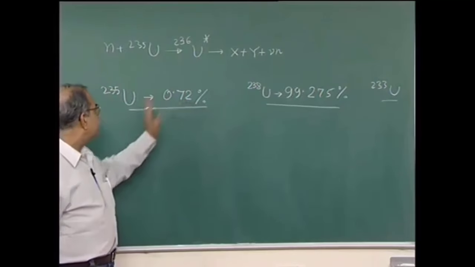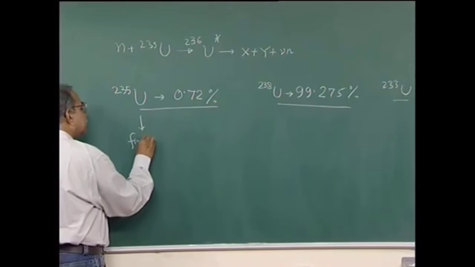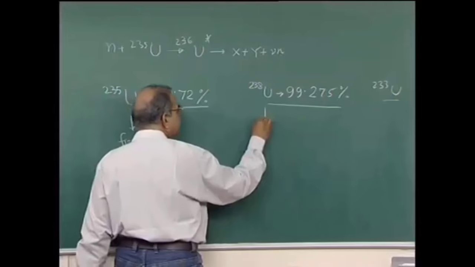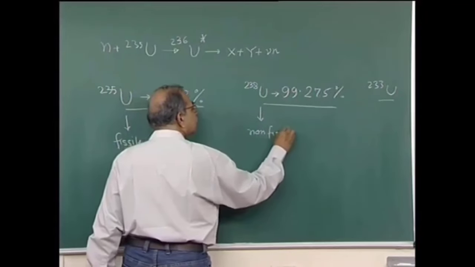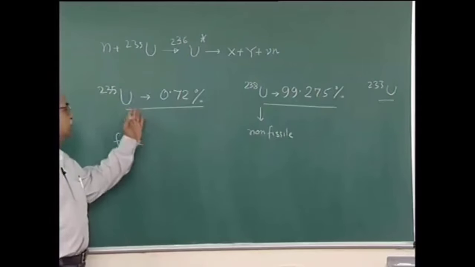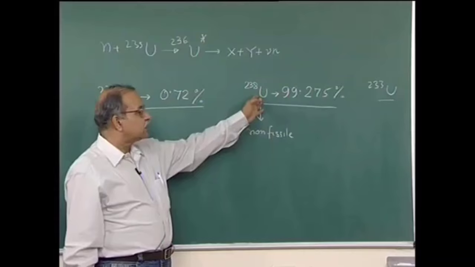And as you know, this is the fissile material and this is non-fissile. Slow neutrons will cause fission here, and only fast neutrons can do fission here.